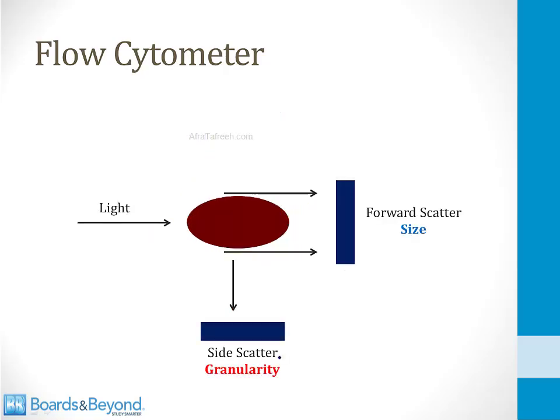It turns out that a flow cytometer creates side scatter and forward scatter. The physics of this is very complicated, and I don't recommend you try to learn it for the step one exam unless you have a special interest. But for our purposes here, just know that the forward scatter of light is based on the size of the cells, and the side scatter is based on the granularity of those cells.